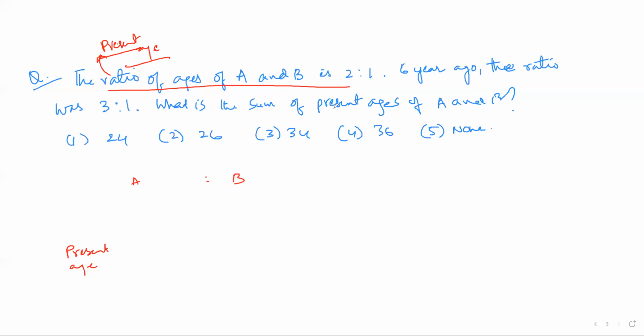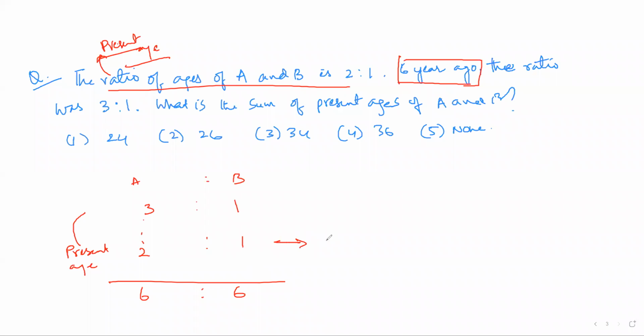The present ratio of A to B is 2:1, so we put 2:1. Six years ago, the ratio was 3:1, right? Six years ago, the difference here is 6. Here is also 6, right?